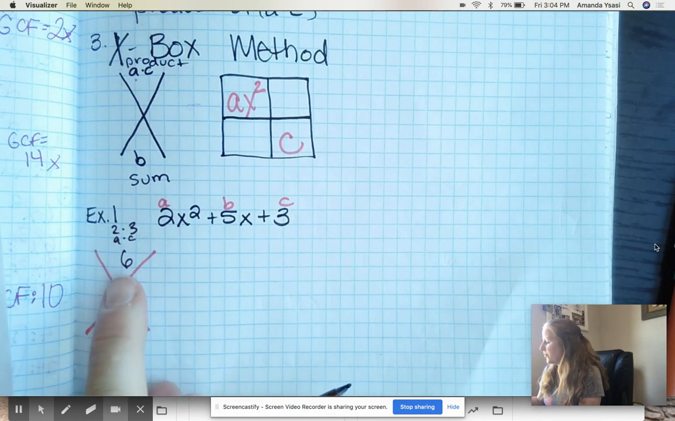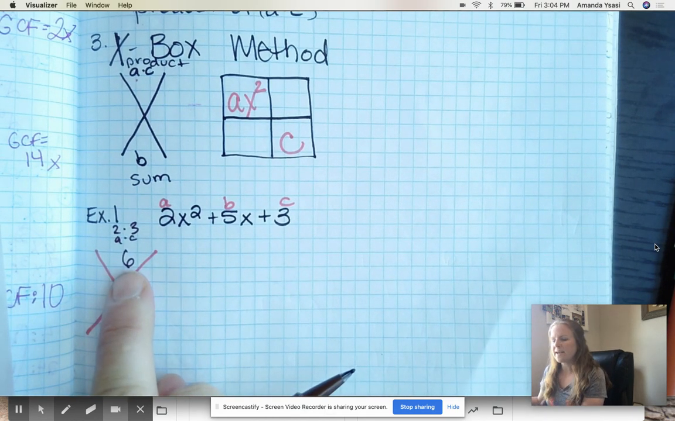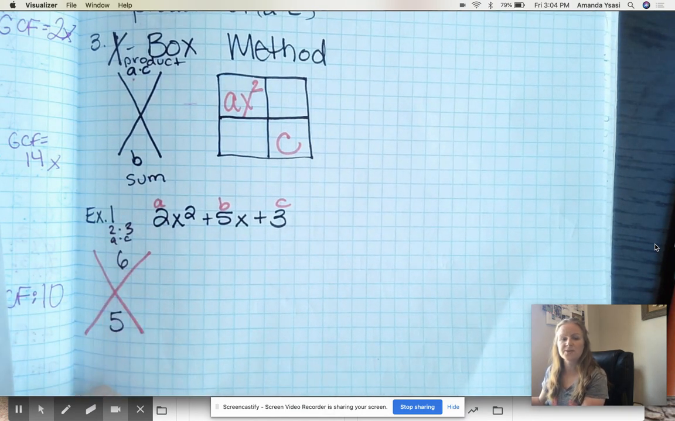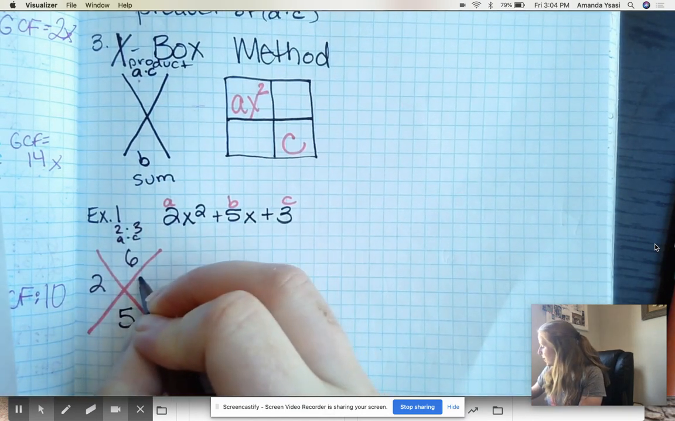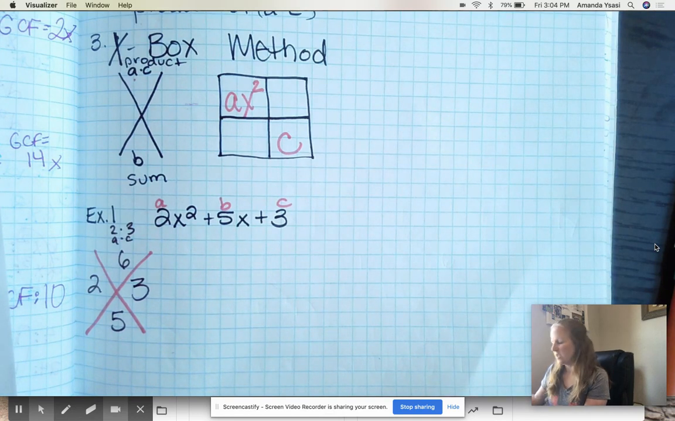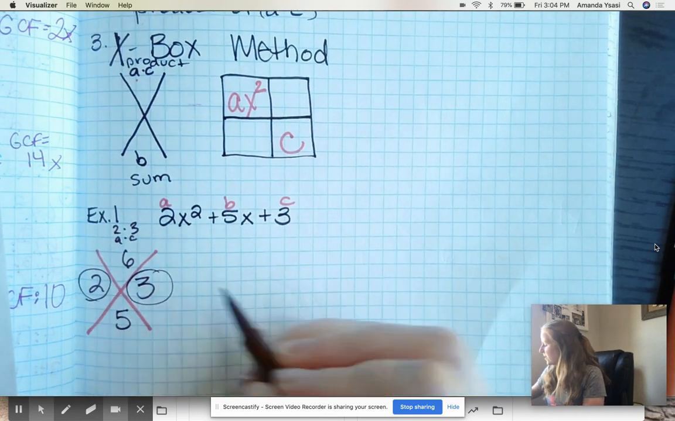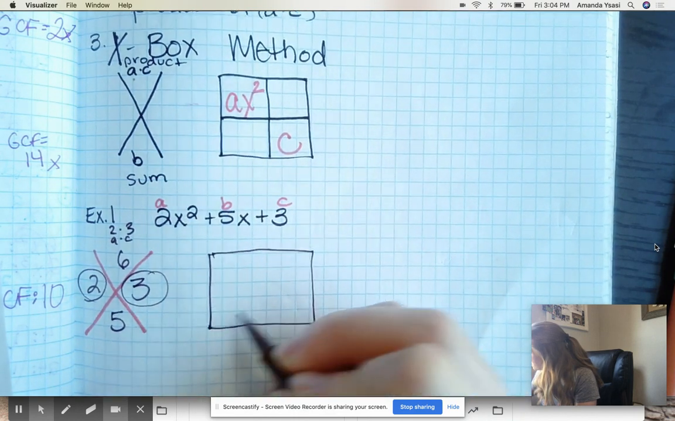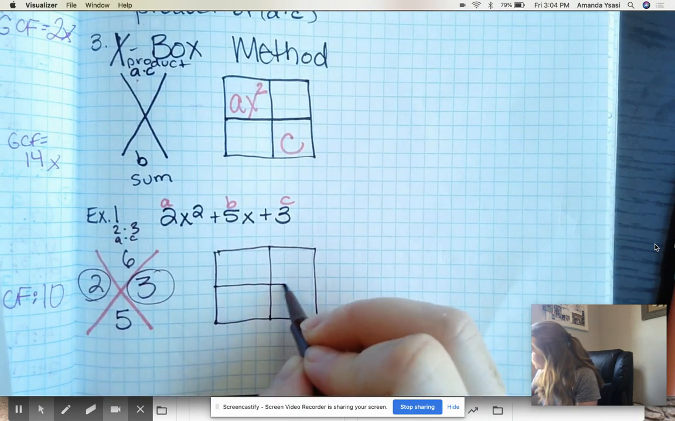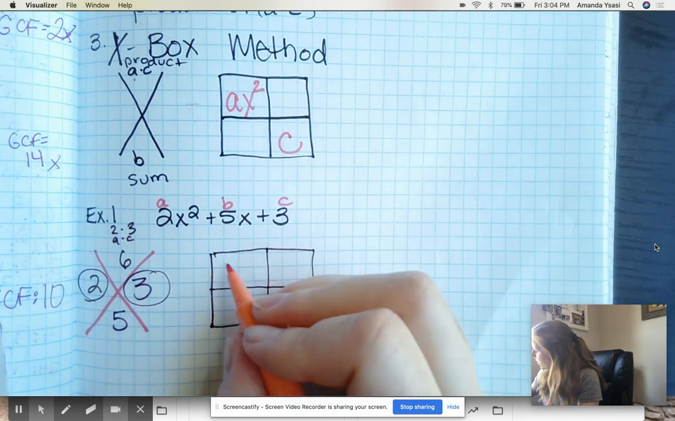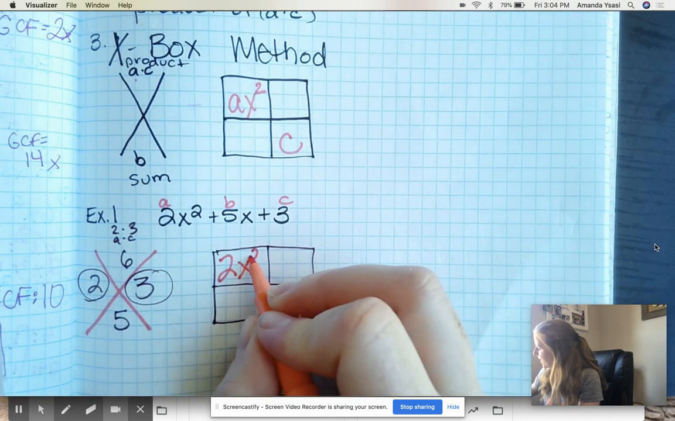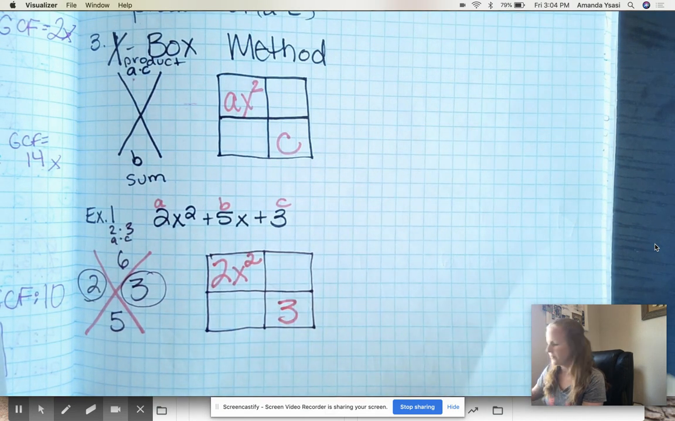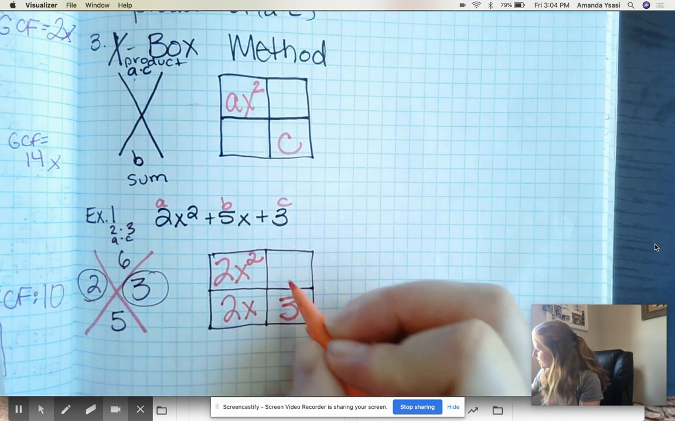So what has a product of 6 and a sum of 5? Well, 2 times 3 is 6, and 2 plus 3 is 5, so it's 2 and 3. So these are the numbers that'll go in the diagonals of our box. Okay, so we know that this is always the ax squared, and then this is our c, and so we're going to put here 2x and 3x.